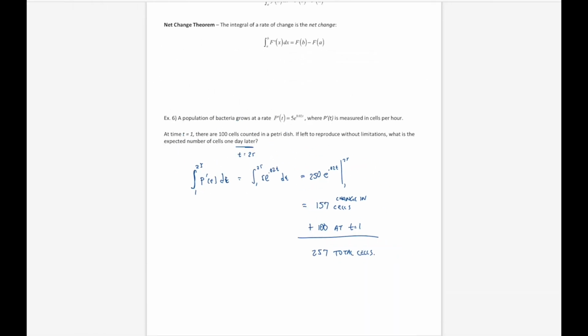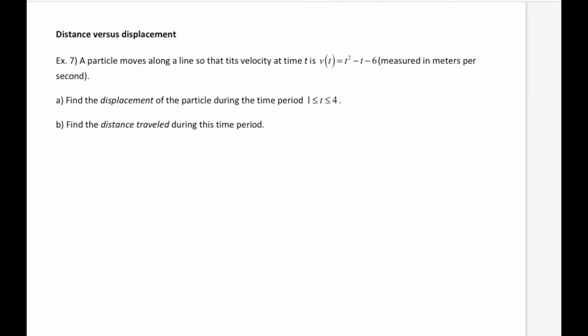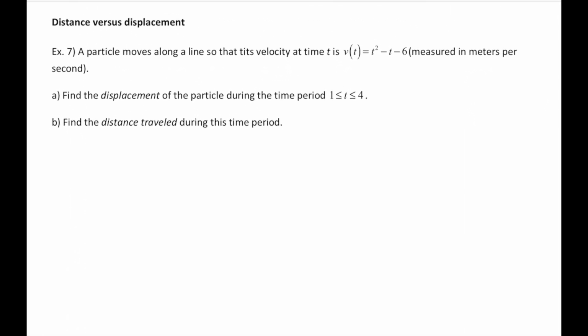Another time when we can see this is distance versus displacement. So a particle moves along a line so that its velocity at time t is v of t equals t squared minus t minus 6, in meters per second. I want the displacement of the particle. So that's the net change of the particle during the time period from 1 to 4.